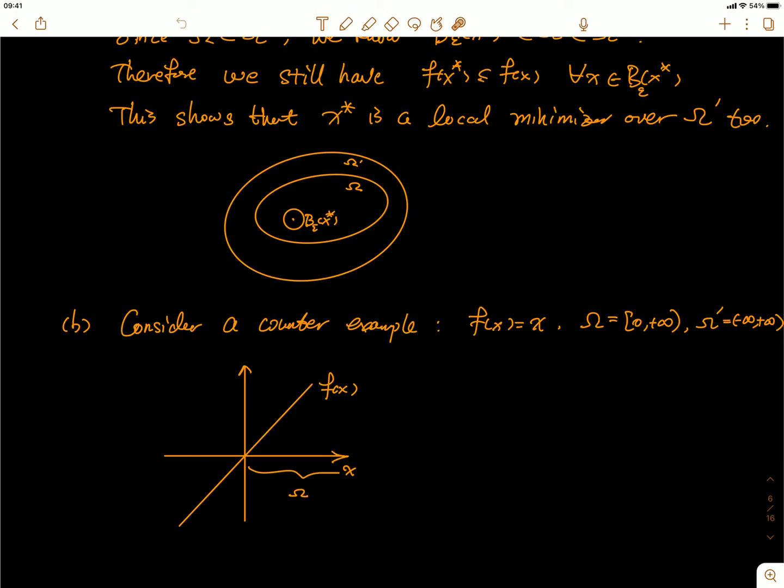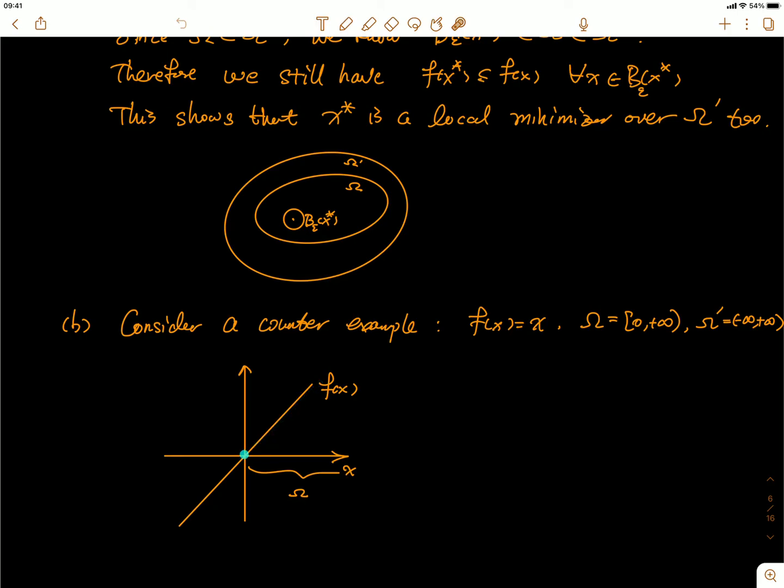Suppose we have this function f that is just simply x. And then the omega is all the positive part, including the 0. And the omega prime is the whole real line. So now you can see that if I restrict my function f to omega, then the smallest value of f is right here at the origin, at the 0. Okay, so that means 0 is a local minimizer of f because it takes the smallest value.